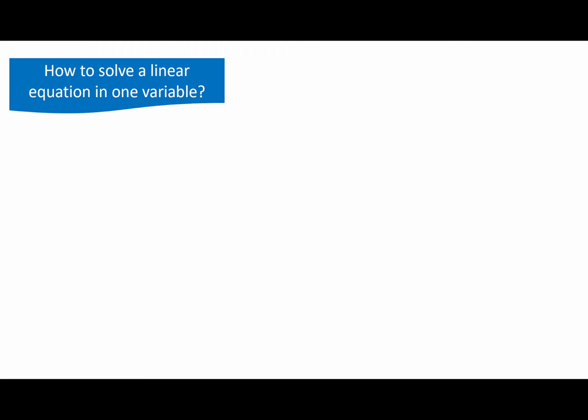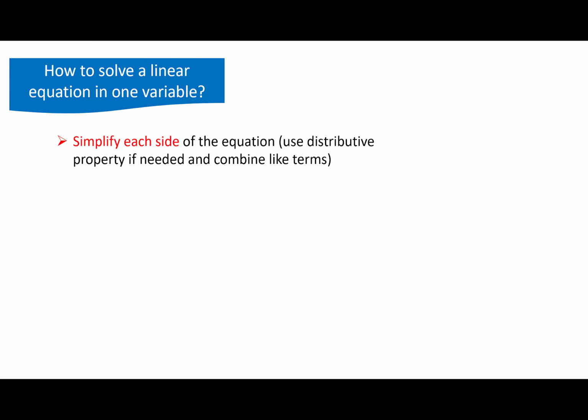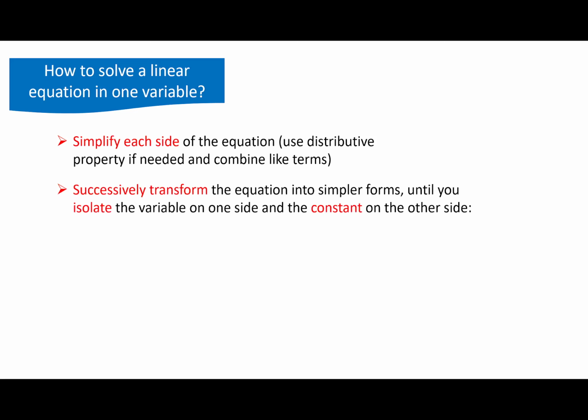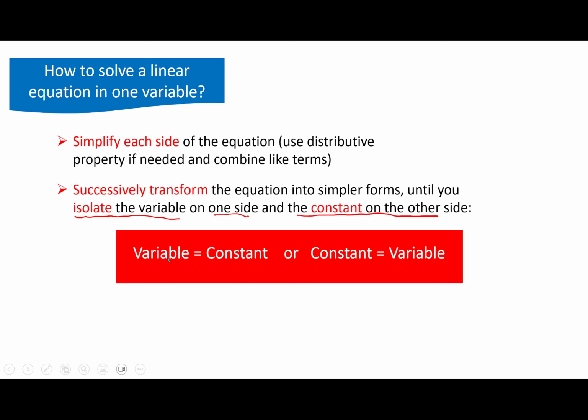How to solve a linear equation in one variable. Okay, first of all, you simplify each side, as we just mentioned. Then you successively transform the equation into simpler forms until you isolate. The whole idea is you have to isolate the variable on one side and the constant on the other side. That's the whole idea, okay? You can add terms to both sides, subtract terms, multiply, etc., until you get the variable on one side and the constant on the other side. So in the end, you will get variable is equal to constant.